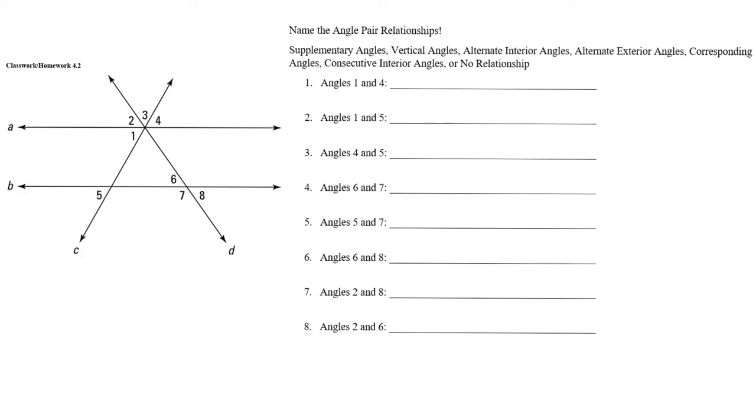All right, the first one is asking me about angles 1 and 4. So if you notice, they're not on opposite sides of anything, like there's no parallel lines involved. The only thing that we notice or can say here is that they are across from each other. So therefore, they are vertical angles.